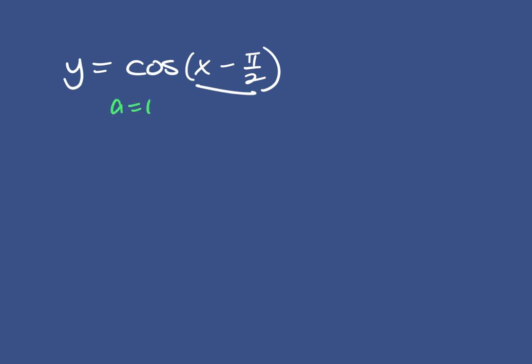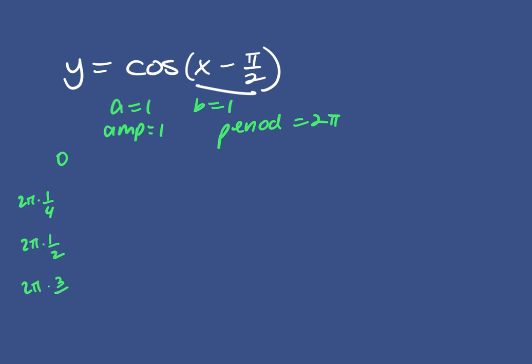My A is still 1. The B is 1. So the amplitude is 1. And the period is 2 pi. So first point is 0. Then 2 pi times a fourth. A half. 3/4. And last one, 2 pi. So stays the same. Pi over 2. Pi. 3 pi over 2. Stays the same.